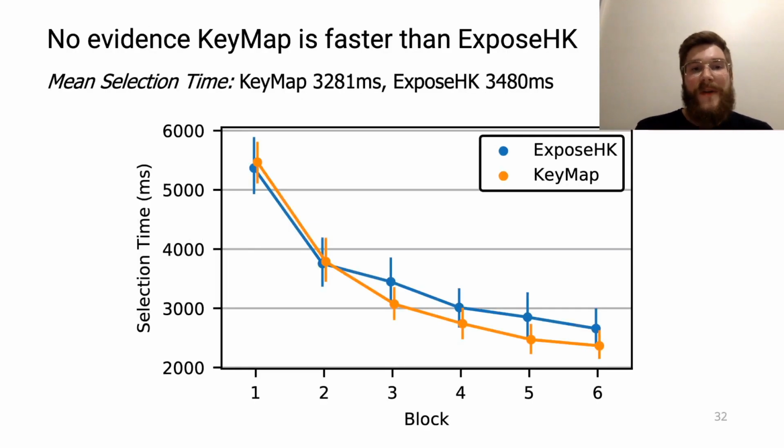We also found no evidence that KeyMap is faster than ExposeHK. The mean selection time of KeyMap was directly comparable to ExposeHK, being just a little bit over 3 seconds. We did find that there's no difference between ExposeHK and KeyMap in the first block, which was slightly surprising because we thought that KeyMap was very novel to users, and they've never seen anything like this. We expected that in at least the first block, KeyMap users would be slower than ExposeHK.